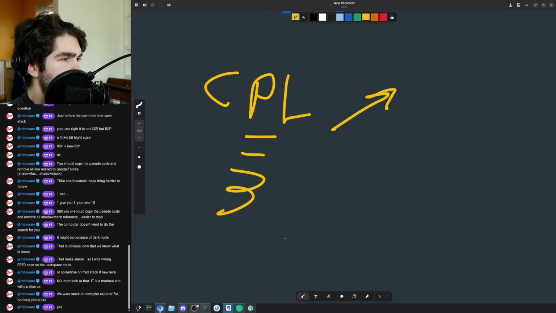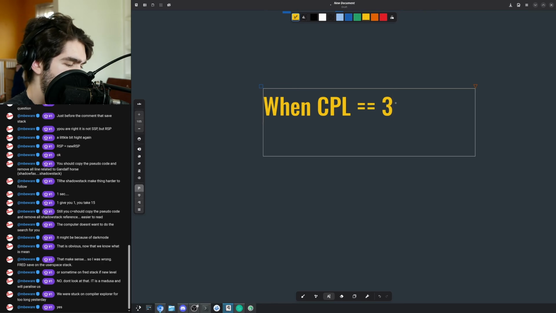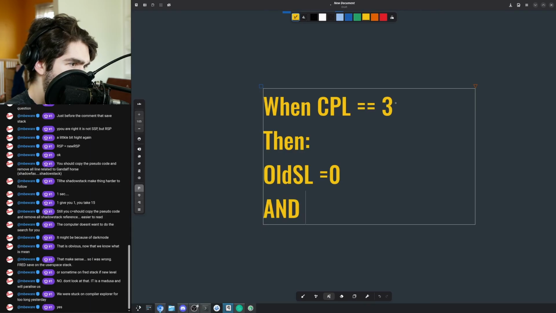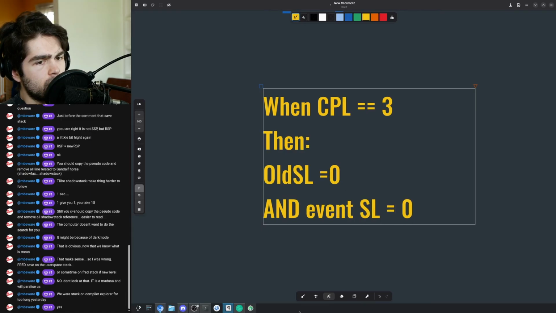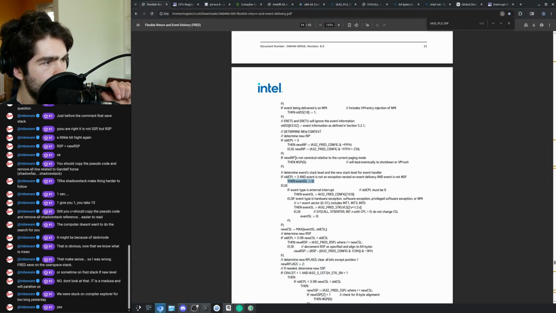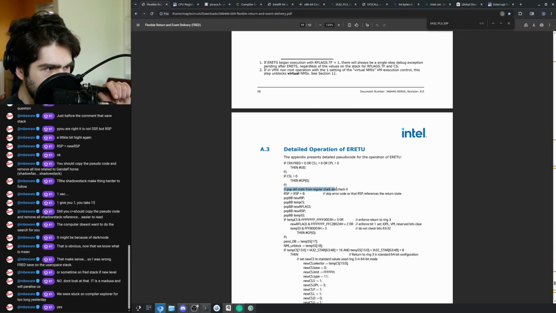Okay, okay. When CPL equals 3, why am I doing this? Then old stack level equals 0, and event stack levels equals 0. Okay, this will help. So that's why we can do this inference.